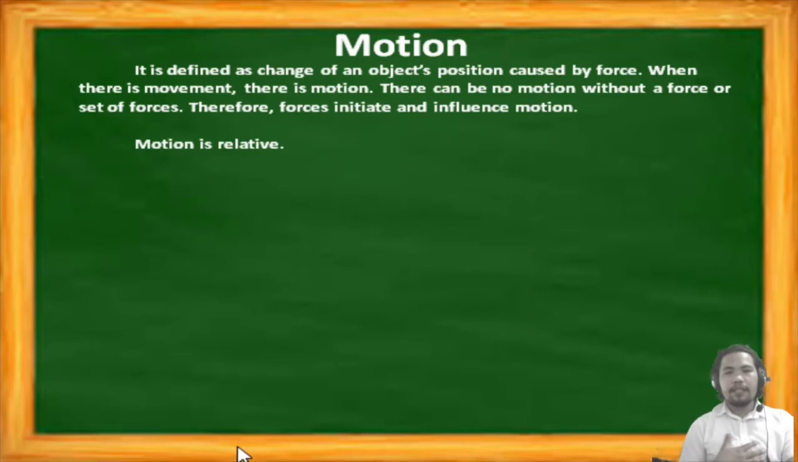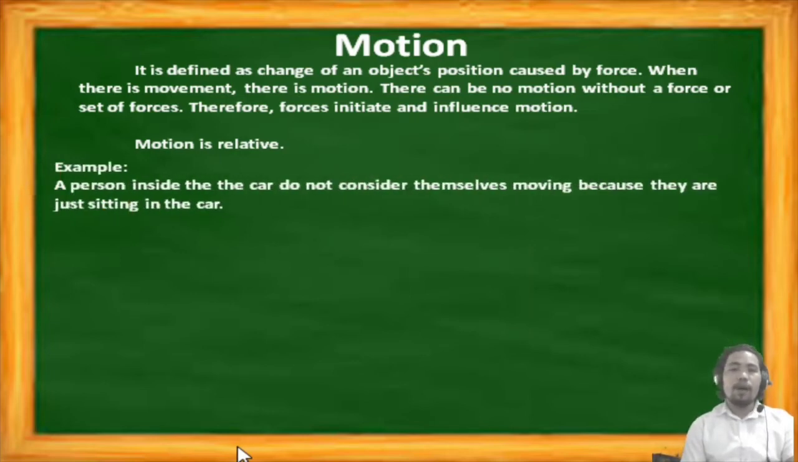Motion is defined as a change of an object's position caused by force. When there is movement, there is motion. There will be no motion without a force or set of forces. Therefore, forces initiate and influence motion. Motion is also relative. Why?